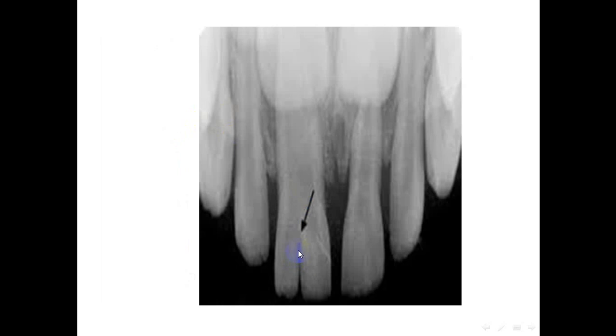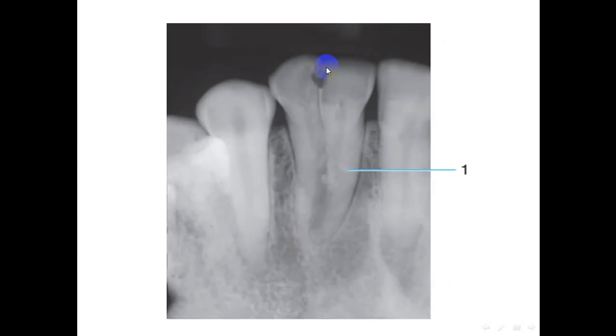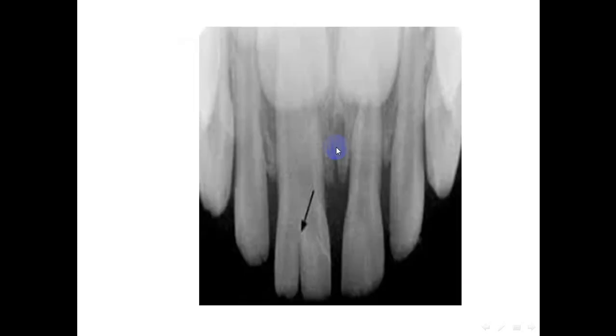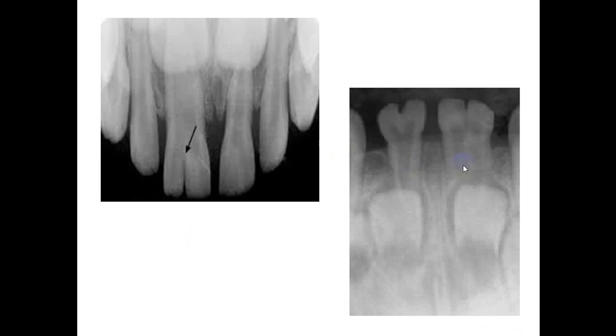This is the gemination. This is one tooth divided in some area of the crown. And this is the fusion. This is the fusion. This is a gemination. This may also affect the deciduous teeth.